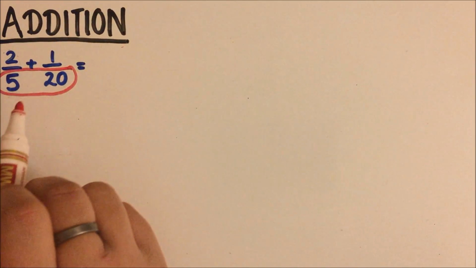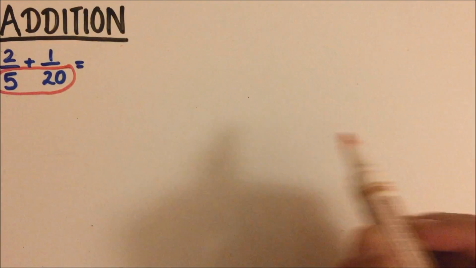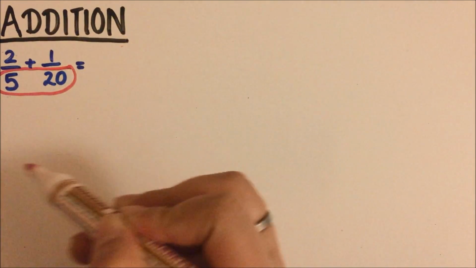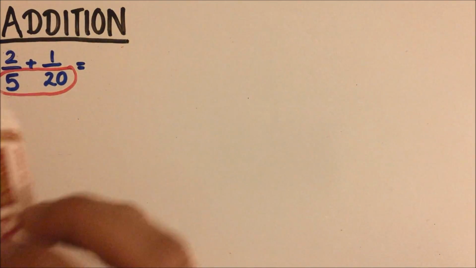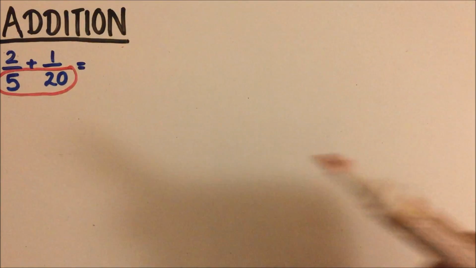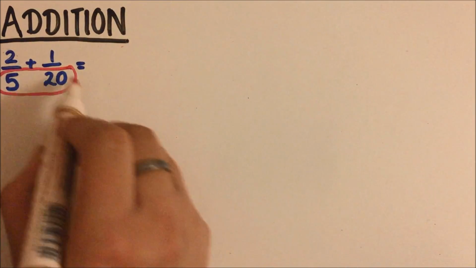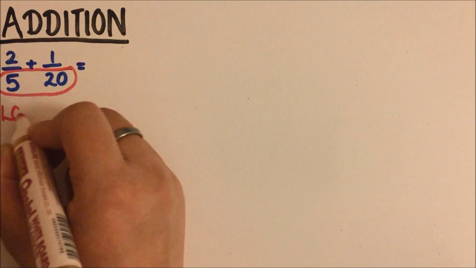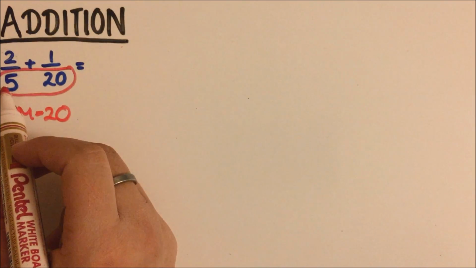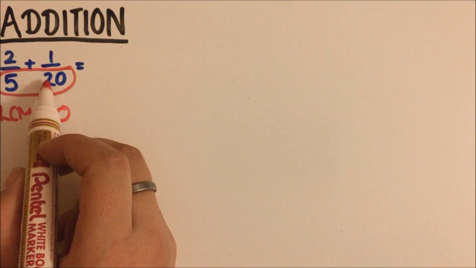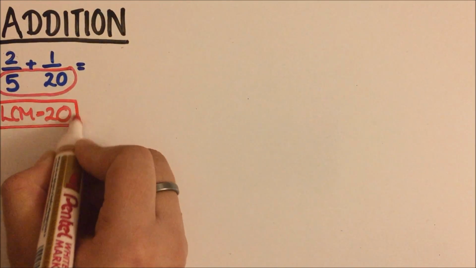5 and 20. Now you can write the times table of 5 out and then write the times table of 20, find the common number, and the one that is the lowest will be the lowest common multiple. Or you can clearly see, for me it's really obvious that the LCM is going to be 20, because 5 goes into 20 4 times. So we know the LCM is 20.